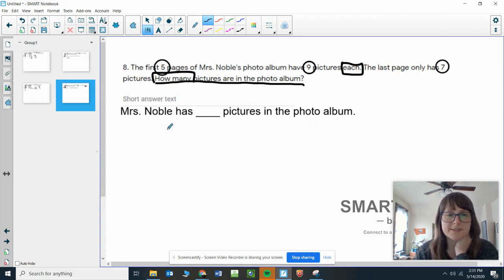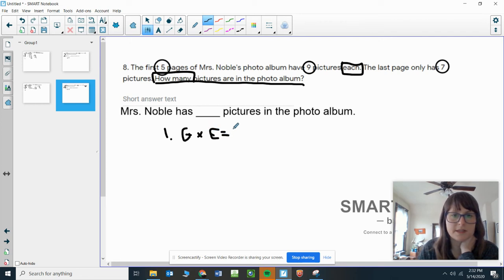Okay. Getting started here, as I think about how we want to evaluate and represent the problem, when I see the word each, it makes me think of that GET equation, which is our G times E equals T. Groups times each equals total. So in step 1, I've got 5 pages, and on each page, there's 9 pictures. The first 5 pages have 9 pictures each.